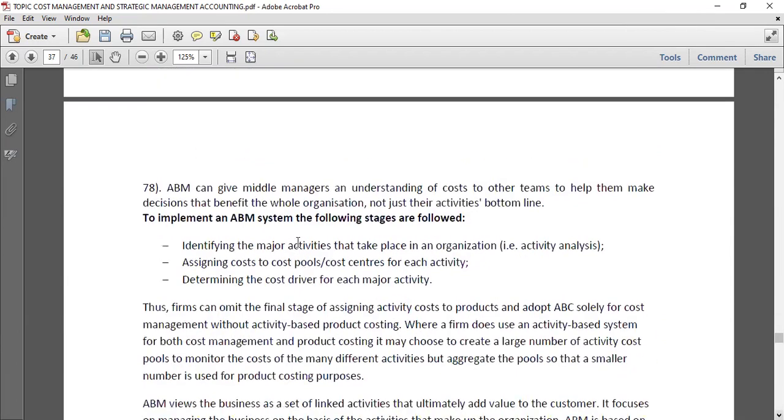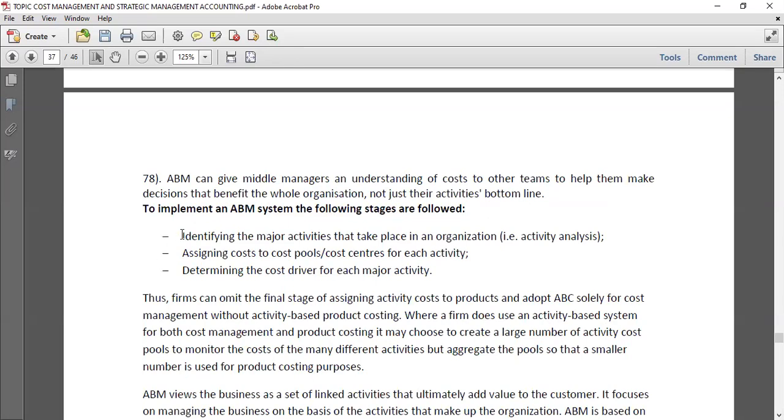For us to implement the ABM system, we have these steps to follow. The first step is identifying the major activities that take place in the organization. And then the other is to assign costs to the cost pool. Remember what we did when it came to ABC? ABC also involved identifying activities, and we're able to assign these to respective cost pools. Cost pools are like key headings for the costs. And then we go ahead to determine the cost driver, just the same thing that we have on the other side.